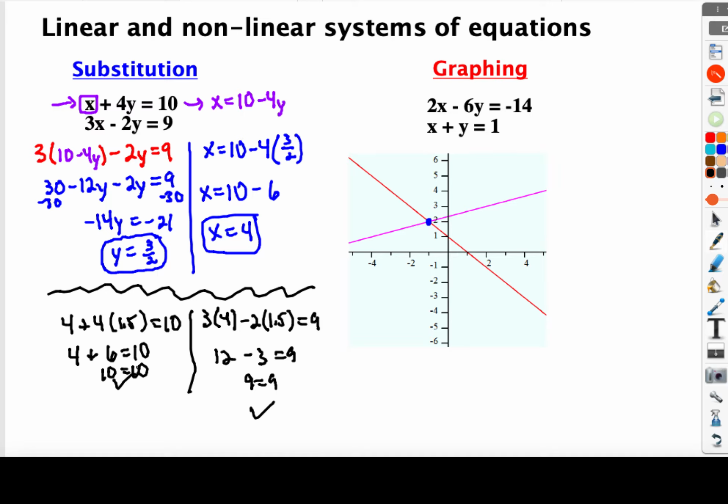And that's what I would do over here at the right. Again, the first thing I would probably want to do is solve both of my equations for y.